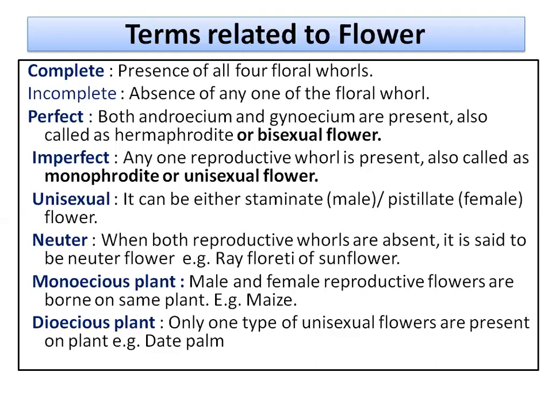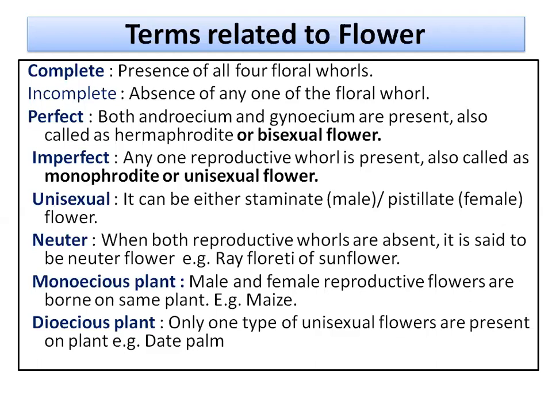And these flowers are unisexual. Okay. A monoecious plant contains unisexual flowers. Either the male or the female flowers grow separately on a single plant. This plant is known as a monoecious plant.